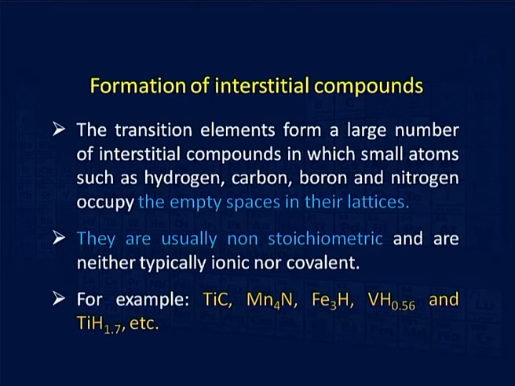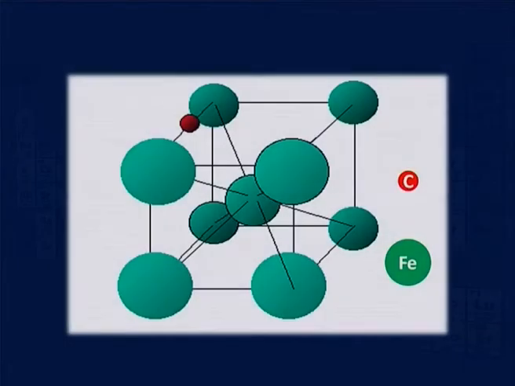Examples of interstitial compounds or interstitial alloys include TiC, Mn4N, Fe3H, VH0.56 and TiH1.7. In these compounds, you can see some of them are stoichiometric while some of them are non-stoichiometric. So, this is how in the crystal lattice of iron, some of the iron atoms are replaced randomly by small atoms like carbon.